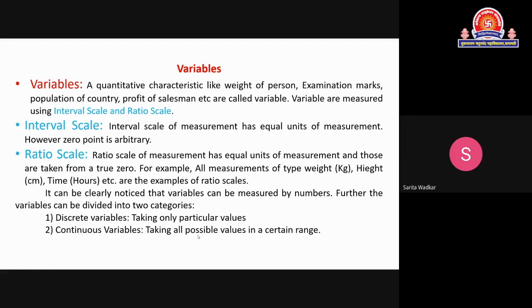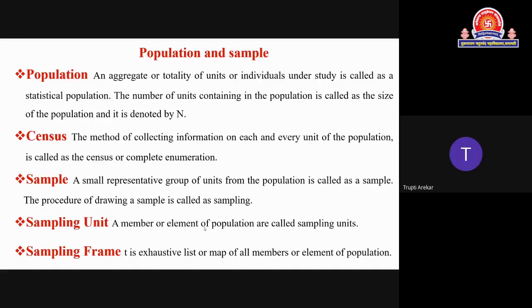So next we come to the interval scale. When there is an interval, we say that it is the interval scale, and whenever we are measuring the ratio, then it is the ratio scale. Clarifying it, we can say that the nominal scale and ordinal scale can be used for measuring attributes. Similarly, the interval scale and ratio scale can be used for measuring variables. So we have learned about the statistical data.